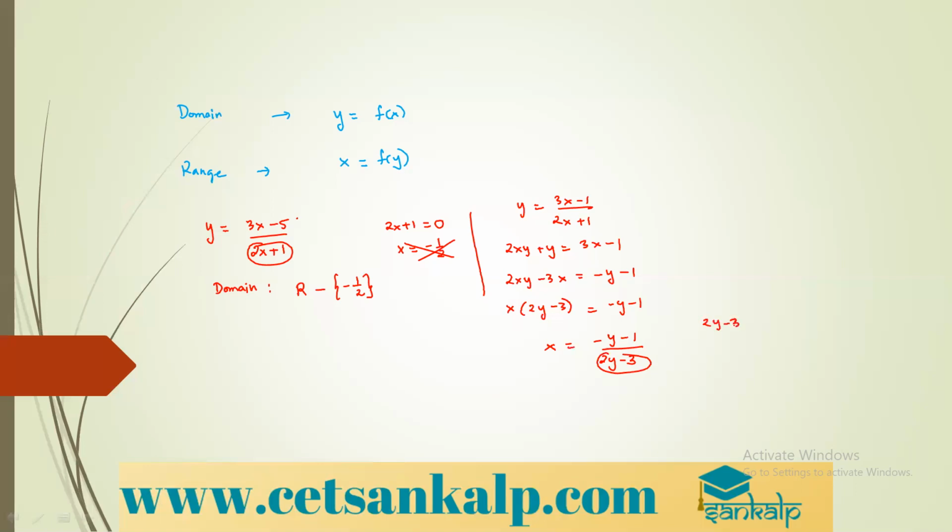If the denominator is 0, that means x will be undefined. If y equal to 3 by 2, the function will be undefined. X will be undefined. So don't take y equal to 3 by 2. The range, that is y, can be any real number but not 3 by 2.